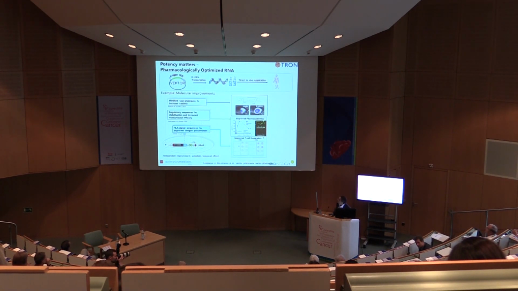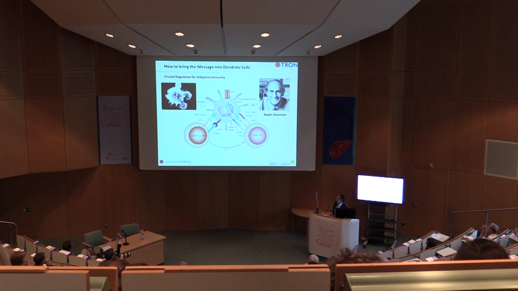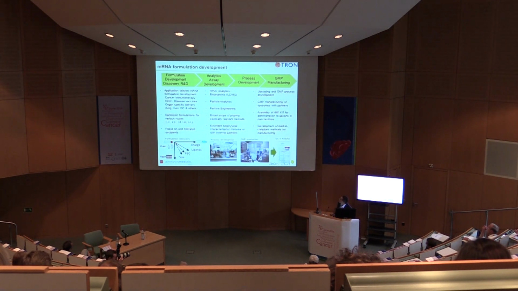For that, we are using mRNA, which is optimized in a sequence manner and in a chemical manner. There are a number of independent modifications leading to increased stability, increased expression, and increased immunogenicity of the mRNA, together resulting in an increased potency of such mRNA. And we developed formulations to bring such mRNA directly into dendritic cells, which are the key regulators of adaptive immunity.